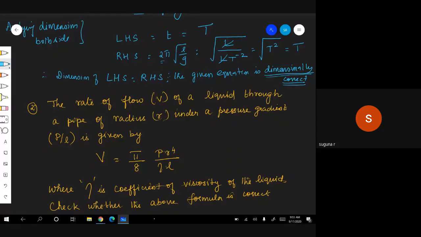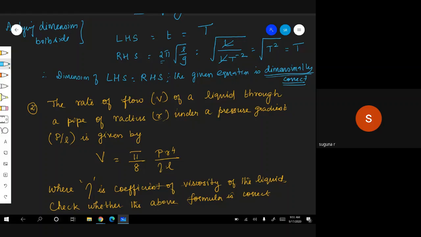Anyhow, next one, the rate of flow, very, very important. This is the rate of flow V of a liquid through a pipe of radius R under a pressure gradient P by L, given by V is equal to pi by 8, P R power 4 by eta L.